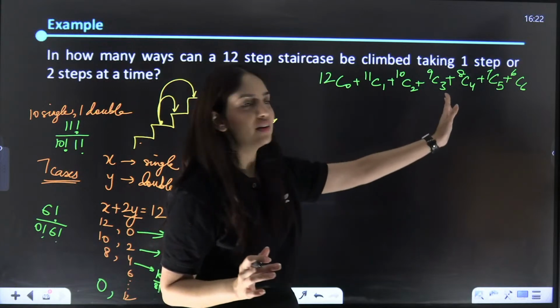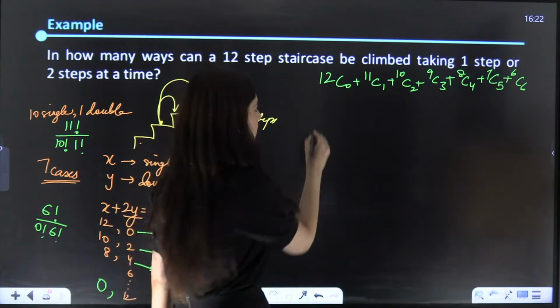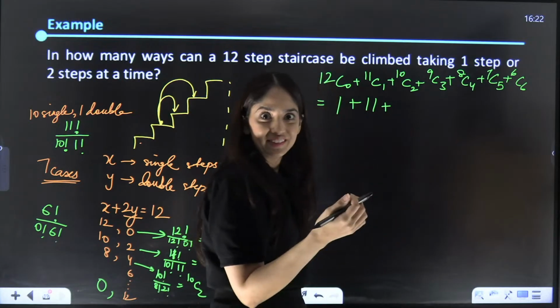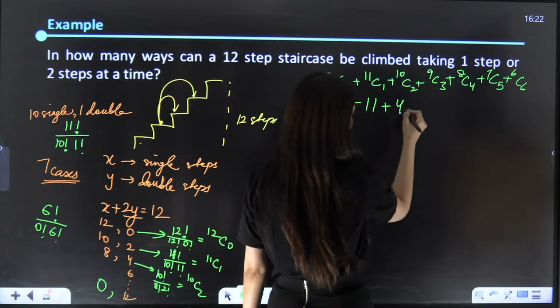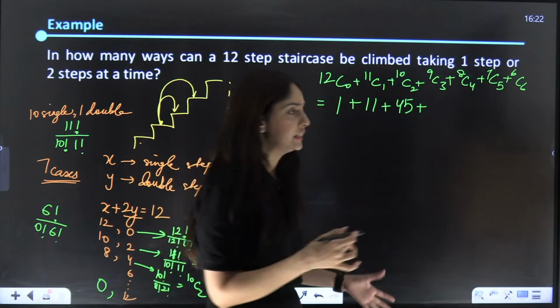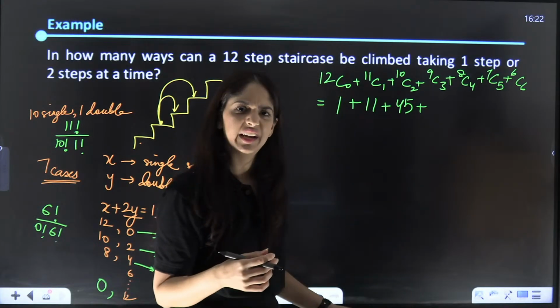All 7 we have listed here. We just have to add them up. So we add them. 1 plus 11 plus 10 into 9 by 2, that is 45. 9 into 8 into 7 by 6, that is 84.